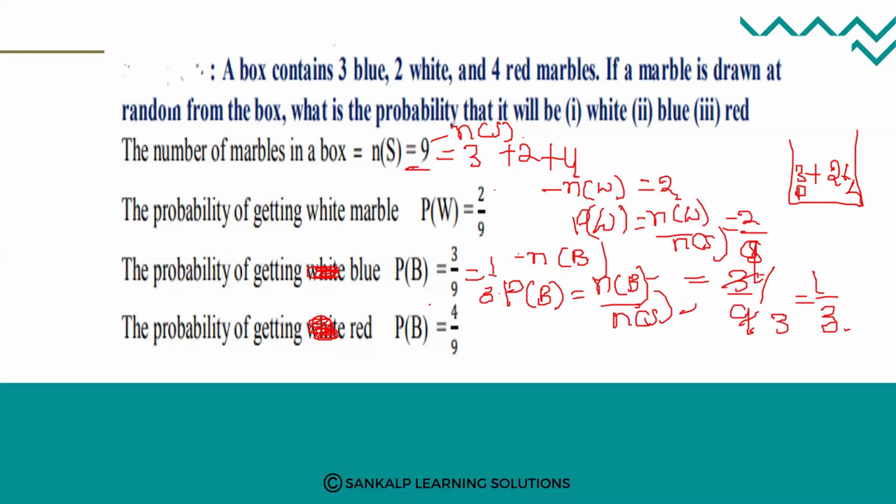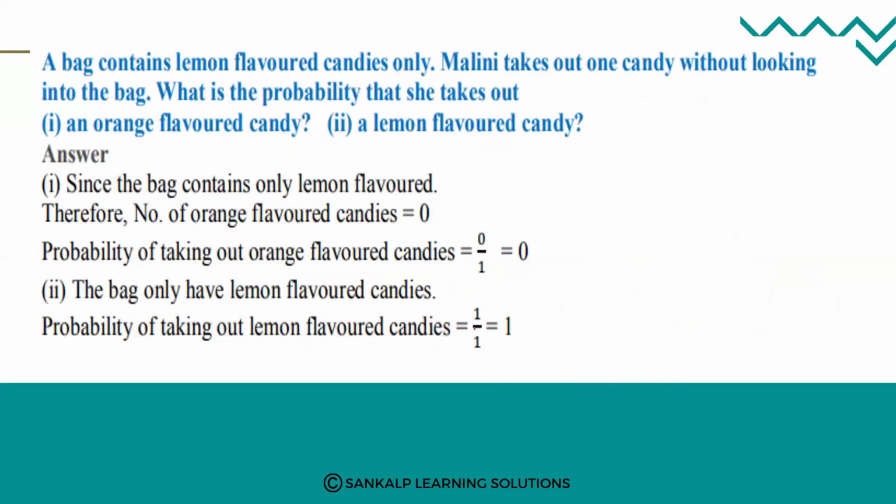1 by 3. Next, probability of getting red marbles. How many red marbles are there? 4 red marbles are there. I will call it as n of r, that is 4. So probability means P of r I will call, that is n of r, that is favorable number of outcomes divided by total number of outcomes. 4 divided by 9 is the probability of getting red marble.